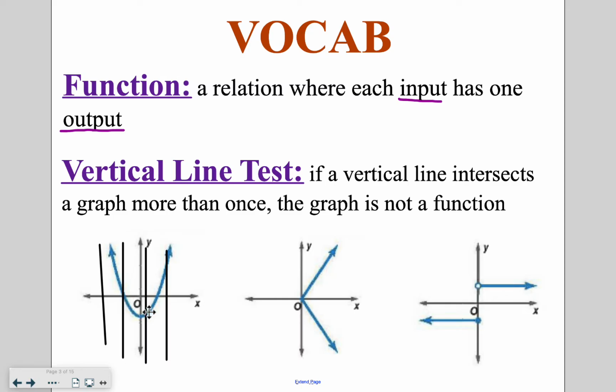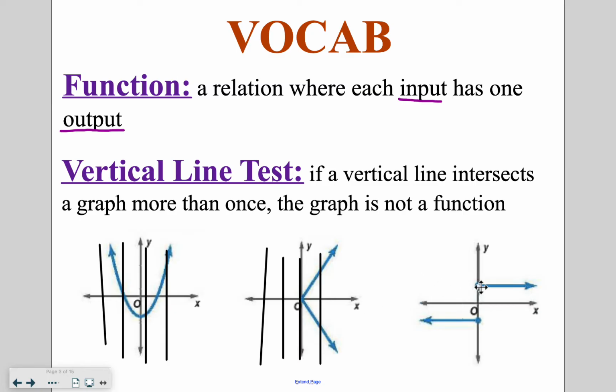As we look through that blue curve, each black vertical line is only hit once, so this first graph would be a function. If I repeat this process with my vertical lines for the second graph, you'll notice on this last vertical line, it gets hit twice. So this is an example of what is not a function.